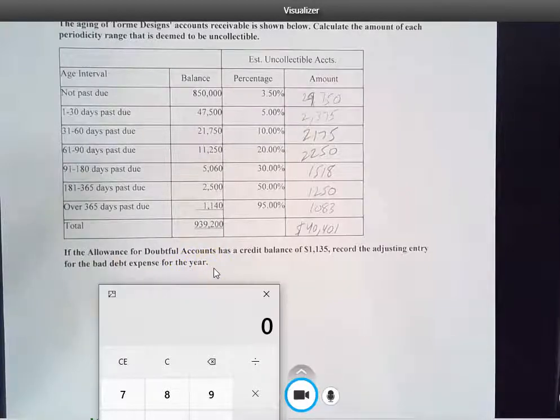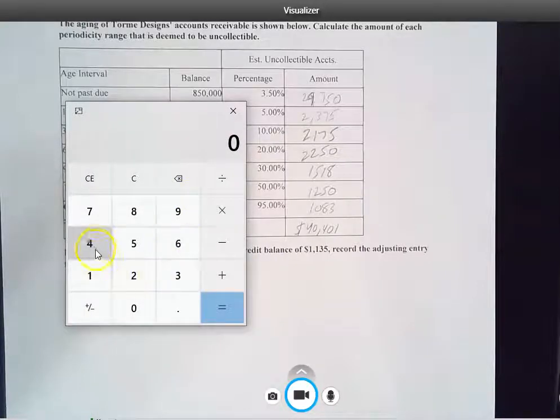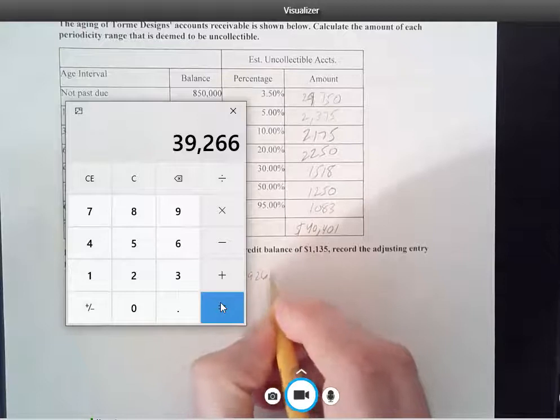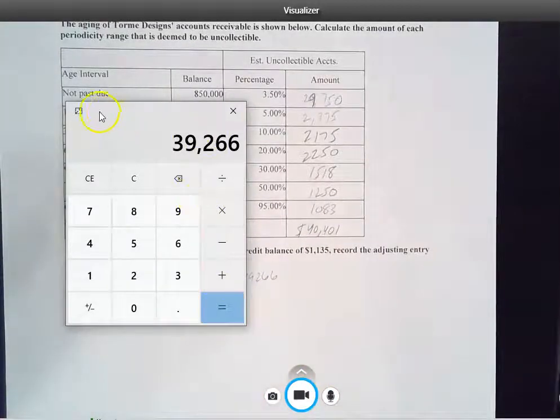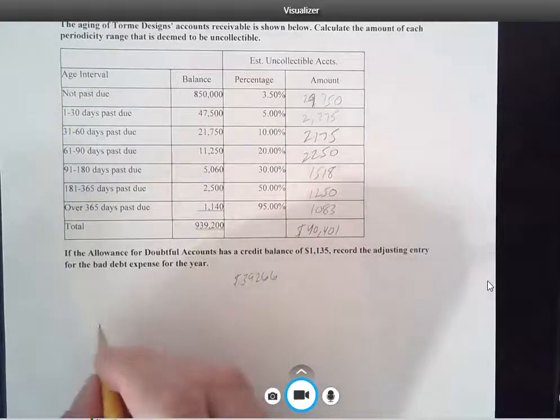Okay. So it has a credit balance. So there's $1,135 still in this account. So that's $1,135 that we do not want to charge to bad debt expense. So we're going to take our $40,401 and we're going to subtract the $1,135, and that's going to give us $39,266.